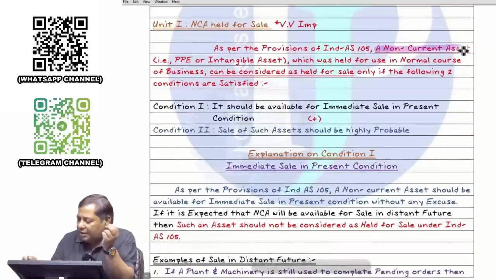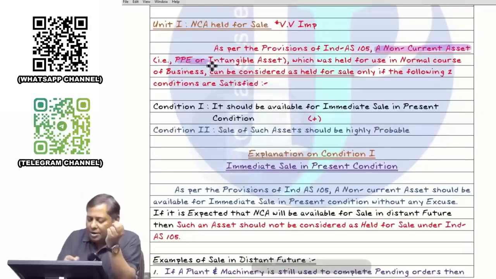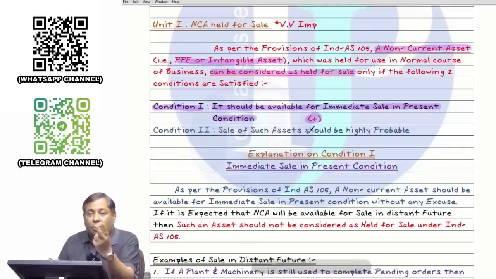when we discuss non-current assets, it includes things like PP&E and intangibles, okay? So now you can classify any asset as held for sale if you fulfill the conditions. The first condition is it should be available for immediate sale in its present condition. See, it's a plus sign, not "or". Both conditions are important. Second condition, the sale of such an asset should be highly probable.